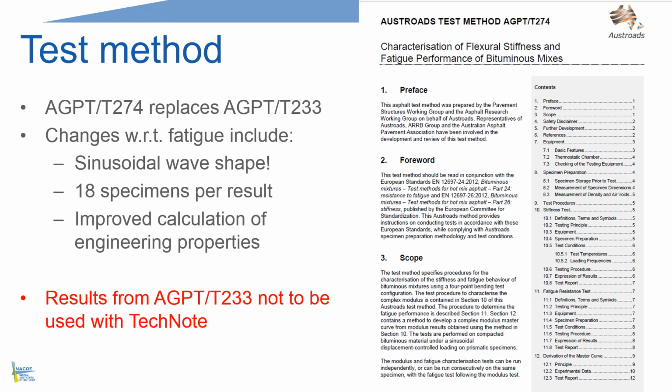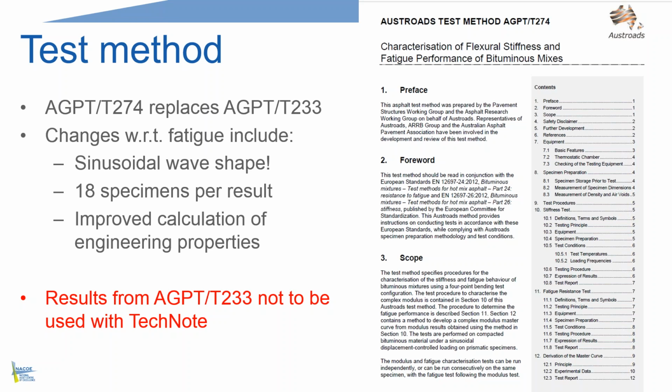So when you think you're testing at 400 microstrain, you're actually testing at 200 microstrain. That's what that means. So we need to shift to this new test method. We need to test 18 specimens per result according to the test method. So 18 specimens for a single fatigue result. And for use of this tech node, we'll actually be using slightly more specimens.